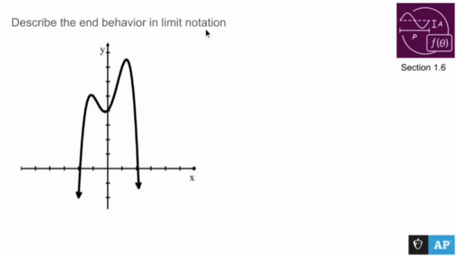Describe the end behavior in limit notation. I have myself a polynomial graphed, and what it looks like is happening is this graph going to the left is moving downward, and going to the right is also moving downward. Another way of saying going to the left is the limit as x approaches -infinity. That means x is heading towards -infinity, moving to the left. My graph, as I move to the left, is going downward, which means it's heading towards -infinity. So the limit as my picture moves to the left is going down to -infinity. That's one side of the end behavior.